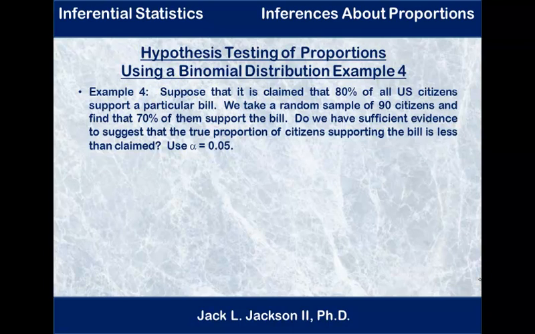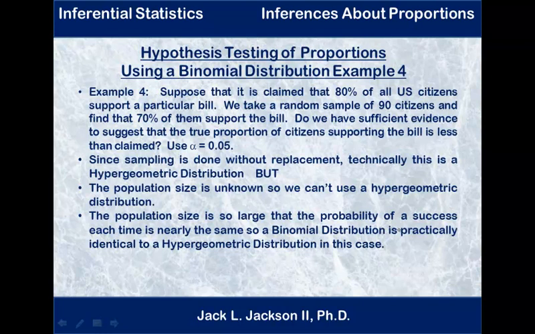Now, really, this is truly speaking a hypergeometric distribution because there are a finite number of U.S. citizens. We're doing the sampling without replacement. So technically we have a hypergeometric distribution. But the population size is unknown. So we can't use a hypergeometric distribution even if we wanted to because we don't know the population size. And secondly, even if we did know the population size, we could still probably get by with a binomial distribution because the population is so large that the probability of success each time is nearly the same, even if we don't replace the person we chose previously. So the binomial distribution is practically identical to a hypergeometric distribution in this case because the population size is so huge.